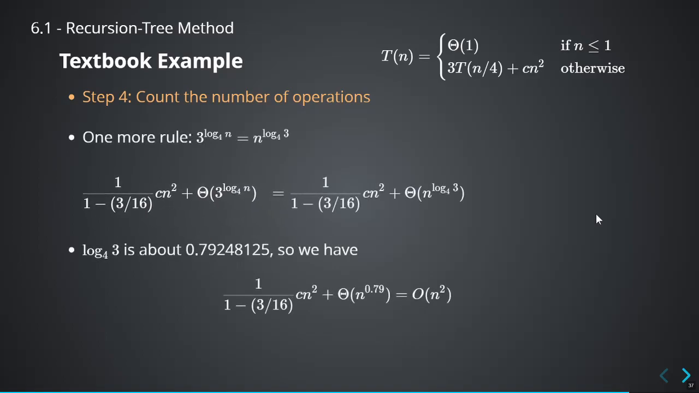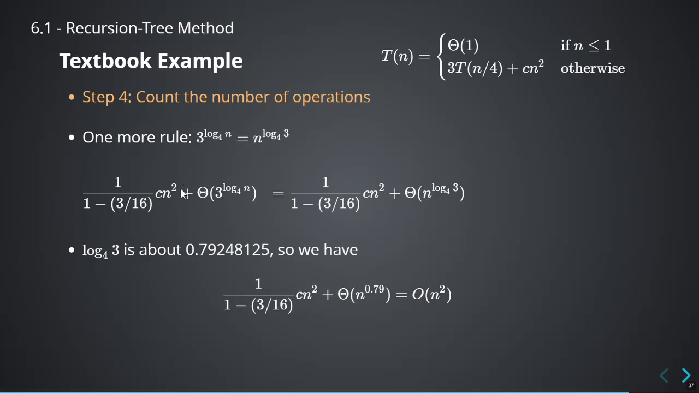Now we're going to use one more rule. I don't want to prove this in the lecture. You can find the proof online, or we can chat about it during the workshop if you need to know the proof. Basically, if you have 3 to the power of log base 4 of n, well, it doesn't matter what the base is, you can just swap the 3 and n around, right? So you have this. Why do we care about this?